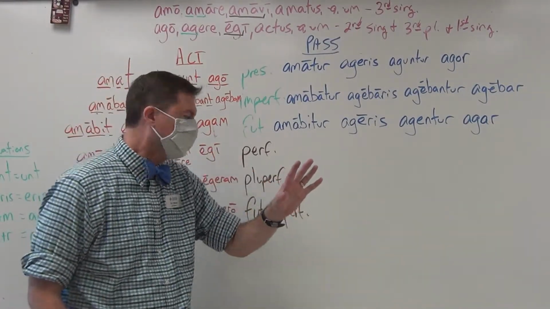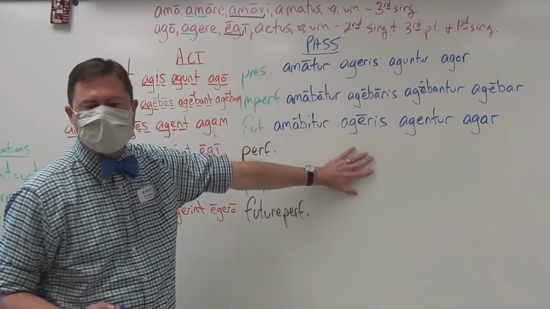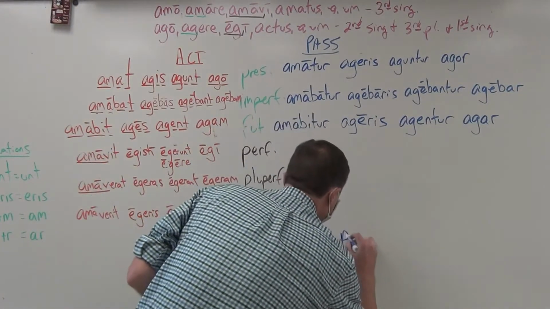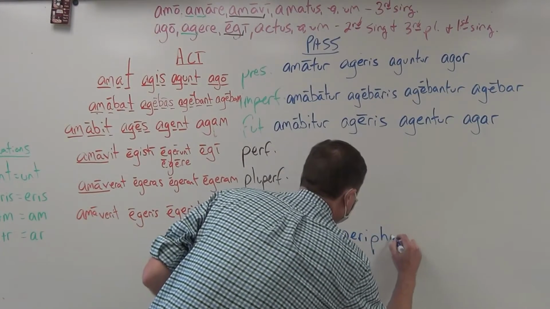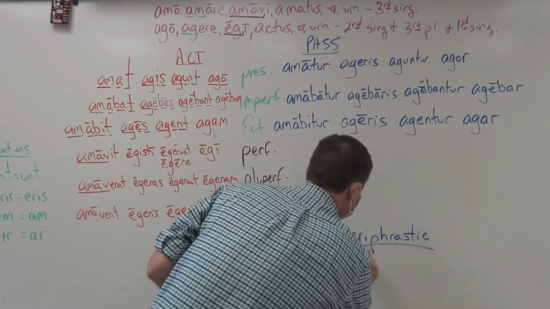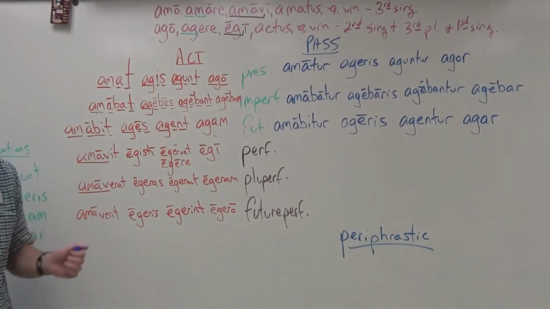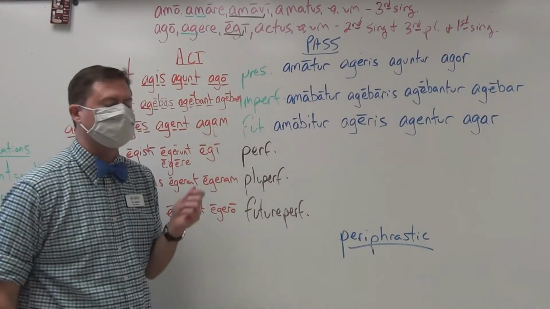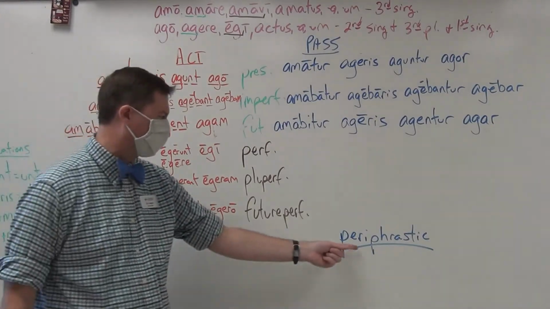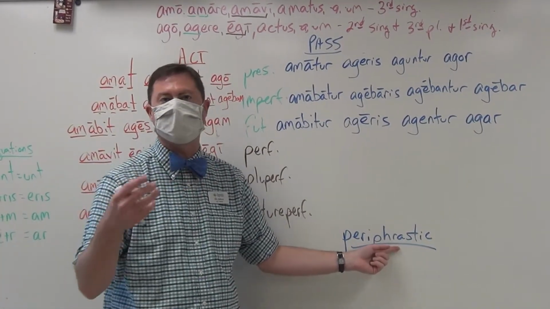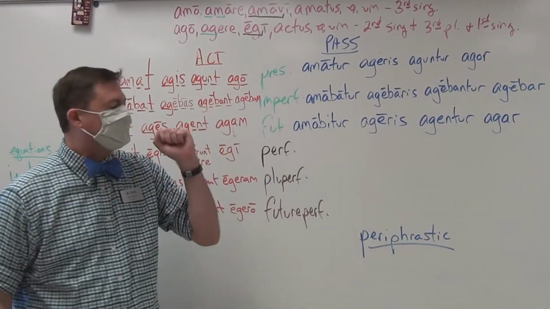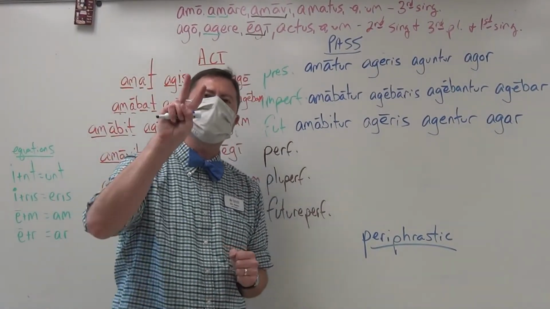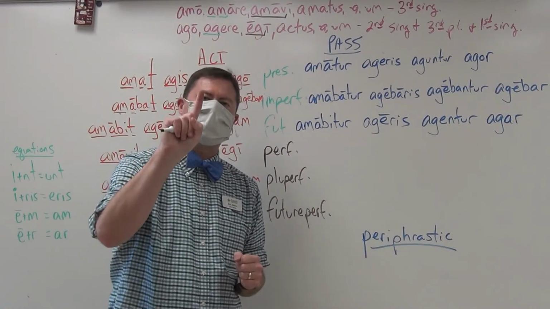Now, these forms are unique in that they are going to be known as periphrastic. Now, periphrastic is a big fancy word that literally translates from Greek as a roundabout way of saying something. Peri, round, phrastic, a saying, a phrase. But technically, what a periphrastic is, is two words, one verbal expression.